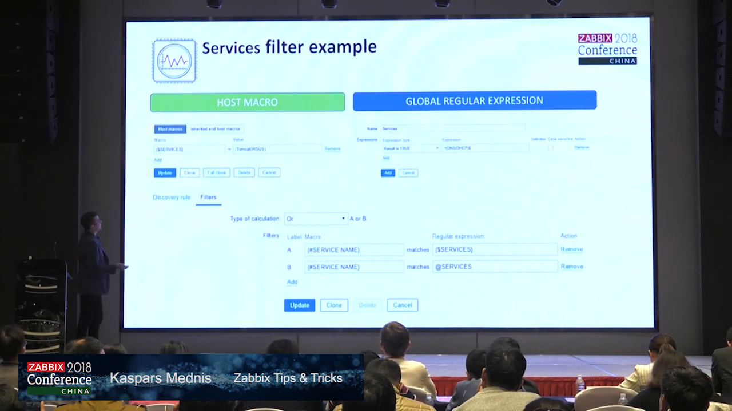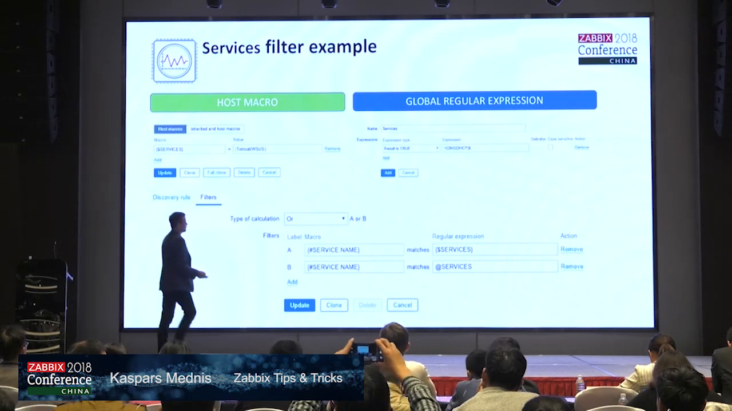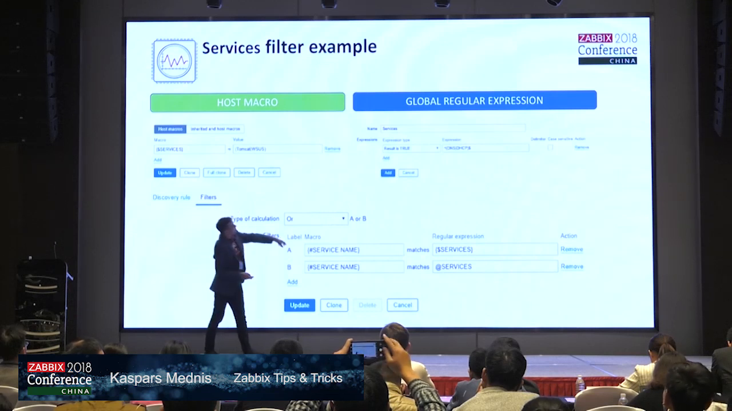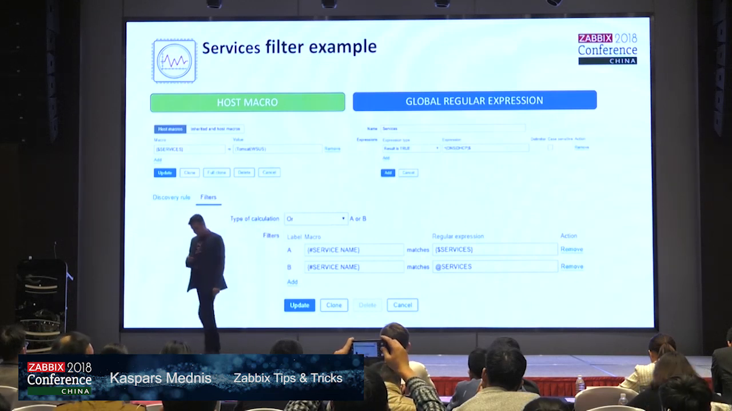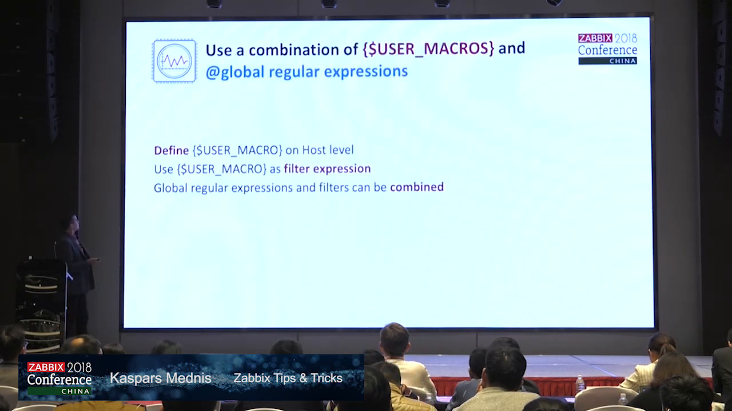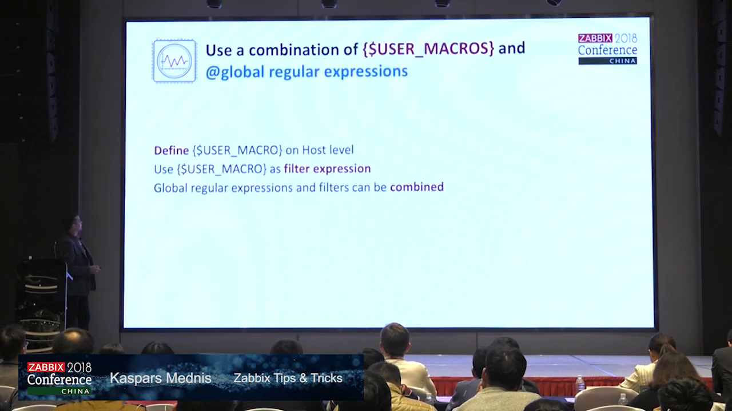Here is a real-life example of how it looks in the Zabbix interface. Host macro, regular expression, and the combination. And this combination will monitor Tomcat, DNS, and DHCP client. So, here was just an explanation.